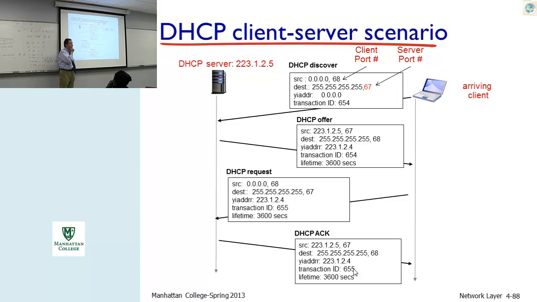Question? Where does the client pick that transaction ID number from? Like, where does it start at 64? Well, maybe you look at your processor, your random number, something like this. Something that is unique to you. I don't know, but it's unique. There are ways to do that.